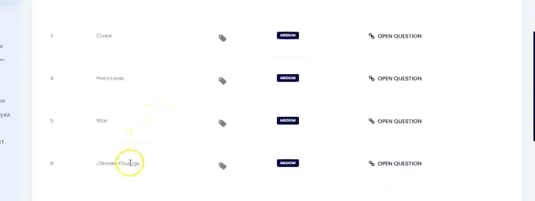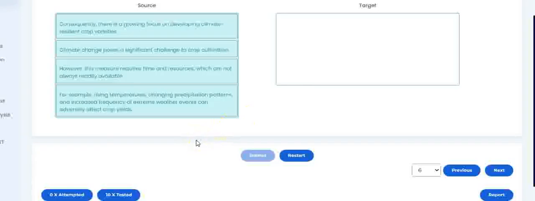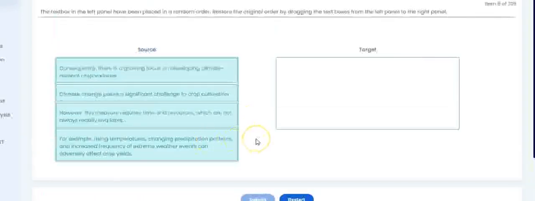Let's take any one: climate change. If you read these sentences, the order could be mixed up. So basically the strategy here should be that you need to find a sentence which is independent. That would be your first sentence, and all the connected sentences come next after your main sentence, because they are connected.